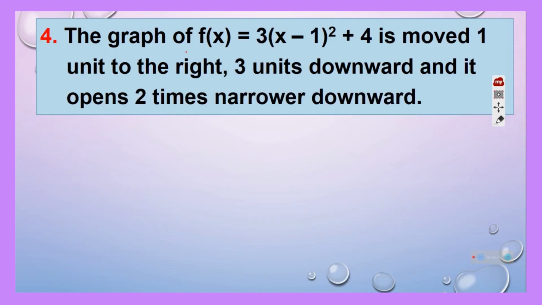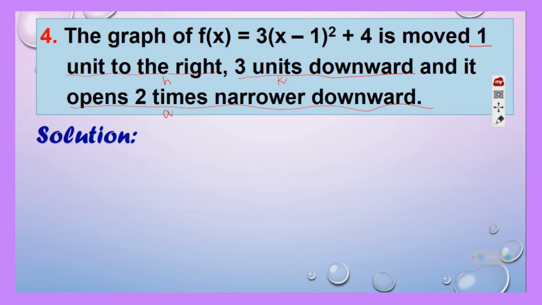Number 4, the graph of f of x equals 3 times the quantity of x minus 1 squared plus 4 is moved 1 unit to the right. So, 1 unit to the right, ibig sabihin, magkakaroon ng change sa value ng h. 3 units downward, ibig sabihin, this is the value of k. And it opens 2 times narrower downward. So, magkakaroon din po ng change sa value ng a.